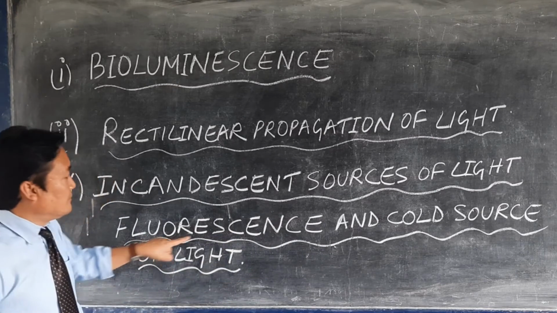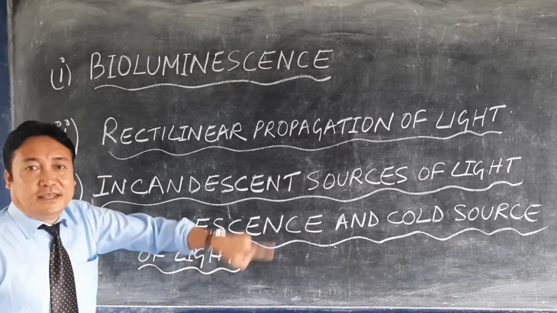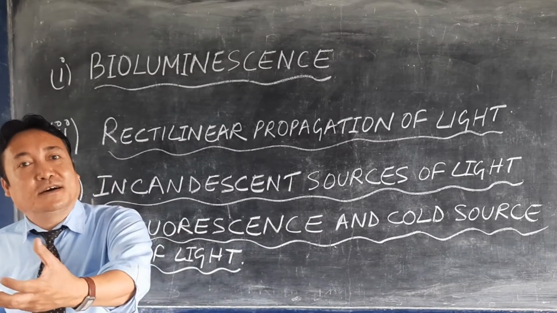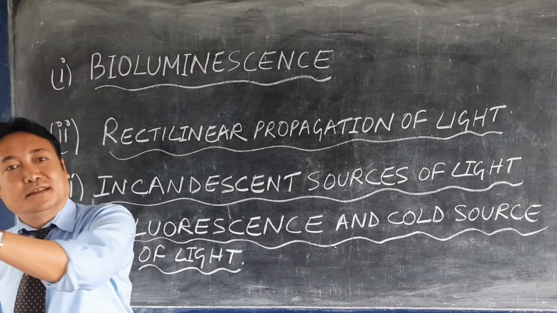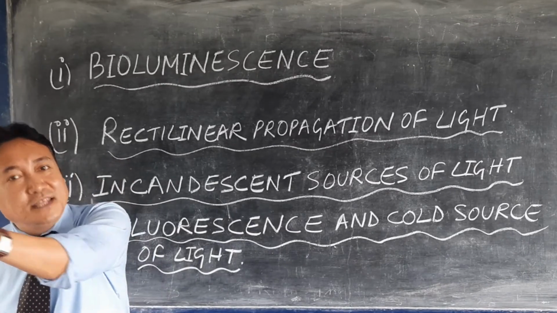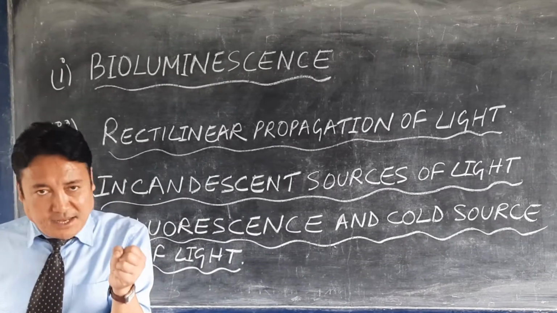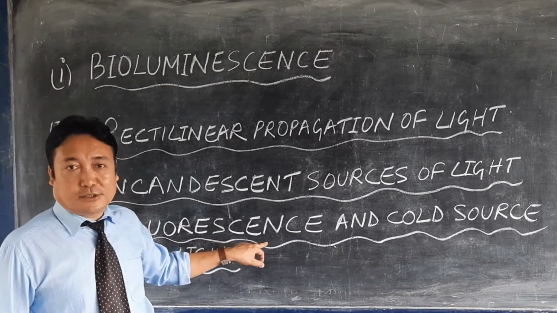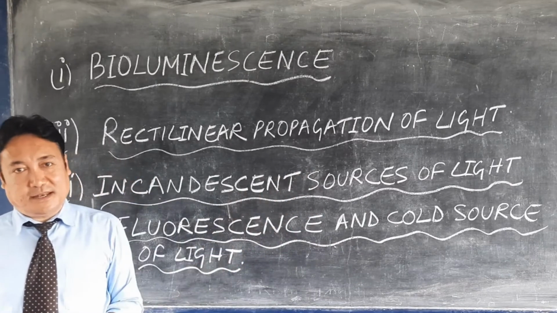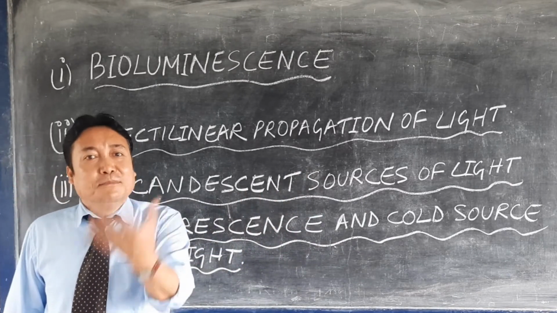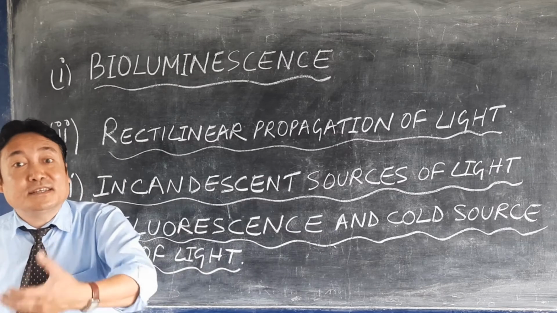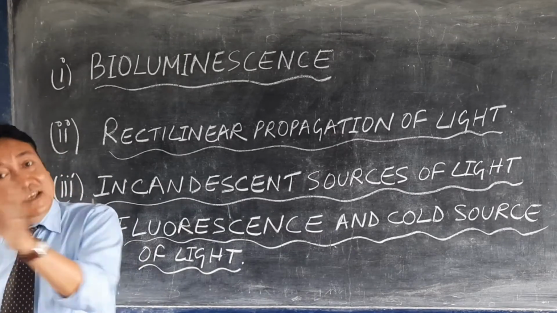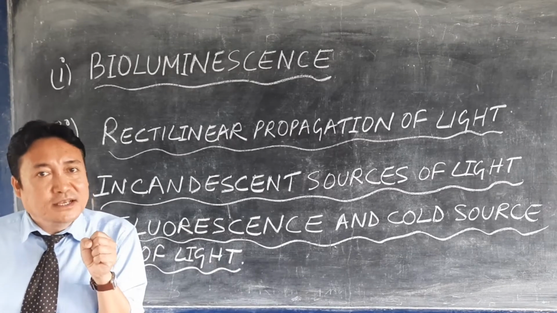But here, in fluorescent or cold sources of light, the source doesn't get heated up. They emit light, but instead of giving out heat, they absorb light. Why are they known as cold sources of light? Because this source of light doesn't become heated. That means they do not give out heat.